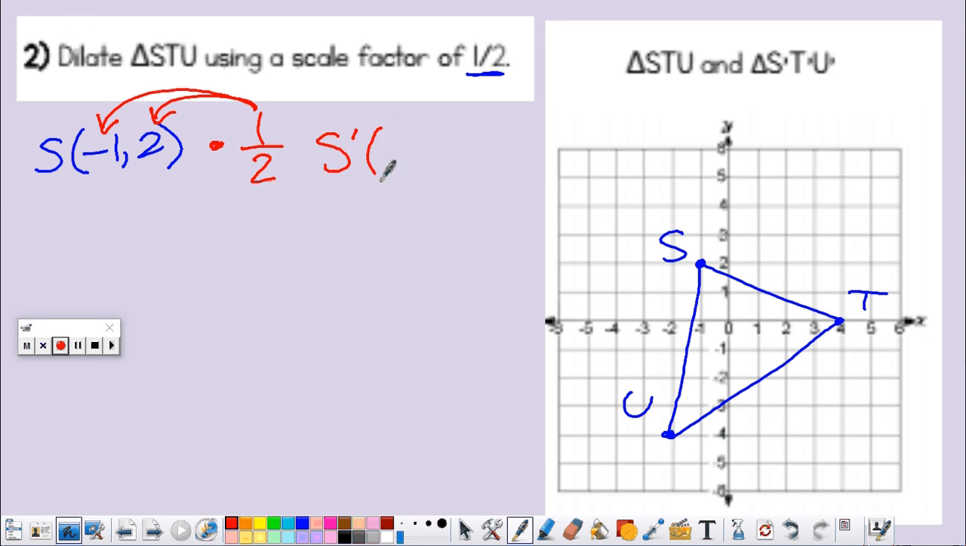So that S prime is going to be -1 times 1/2, which is what? -1/2, right? -1 times 1/2 is -1/2. And then 2 times 1/2 is 1. 1/2 of 2 is 1. Okay, so there's my new point, -1/2, 1. So I'm going to go over -1/2, up 1, and plot my new point, S prime. And make sure that you're labeling all of your points so you don't get confused.